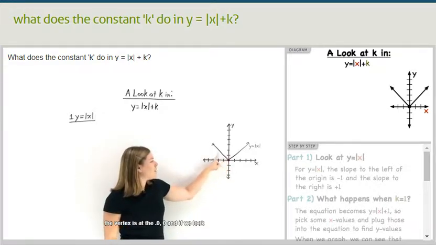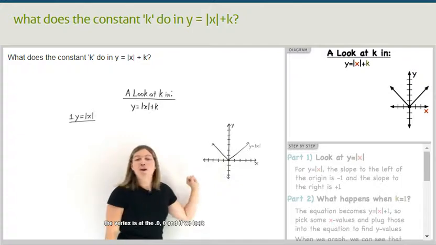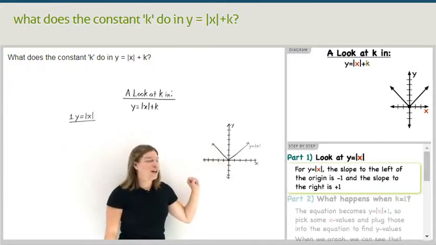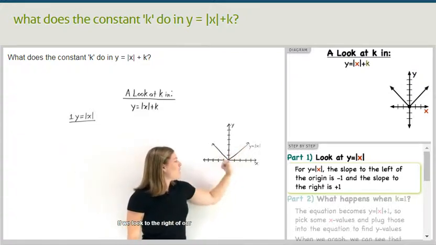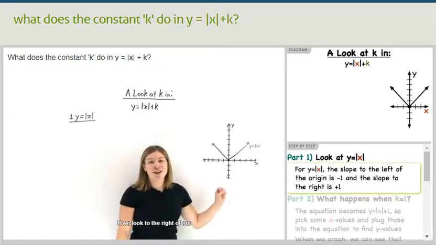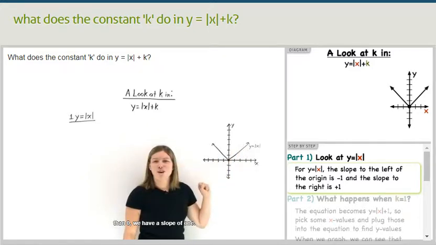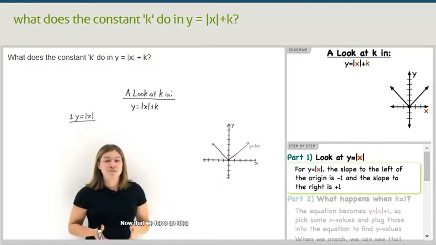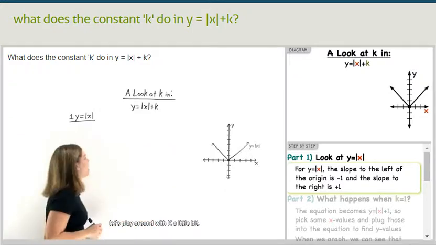And if we look to the left of the vertex, or when x is less than 0, we can see that the slope is -1. If we look to the right of our vertex, or where x is greater than 0, we have a slope of 1. Now that we have an idea about this parent function, let's play around with k a little bit.